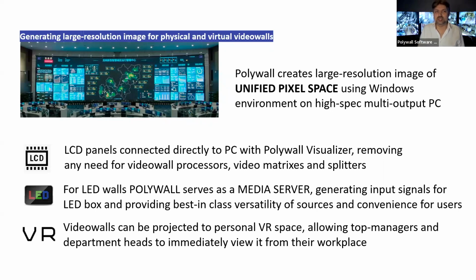LED video walls are always supported, and with an LED box, we work as a media server. So this PC creates the output signal for the LED box. You have your LED box, like, I don't know, NovaStar H9, with multiple sender cards and one input card, which has two inputs for two 4K inputs. So Polywall is a standalone unit. It's just a PC with two 4K outputs, which will generate a pixel-to-pixel image for that big LED video wall. So that's how it works.